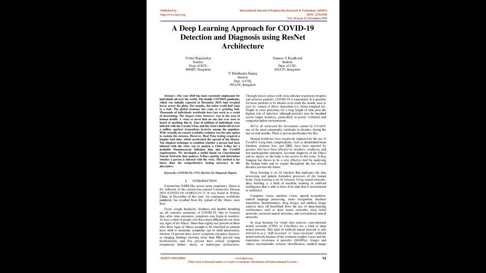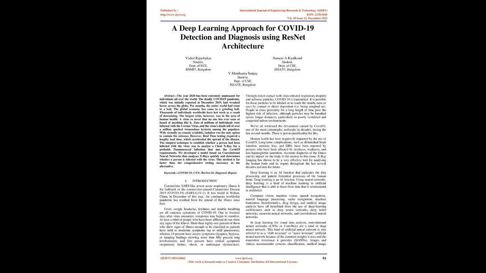The simplest technique to establish whether a person had been infected with the virus was to analyze a chest X-ray for a probable pneumococcal infection that met the COVID-19 requirements. We developed a model based on convolutional neural networks that analyses X-rays quickly and determines whether a person is infected with the virus. This method is far faster than the comprehensive testing necessary in the alternative. Keywords: COVID-19, CNN, ResNet 18, Diagnosis Report.